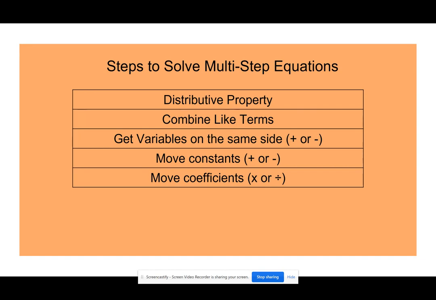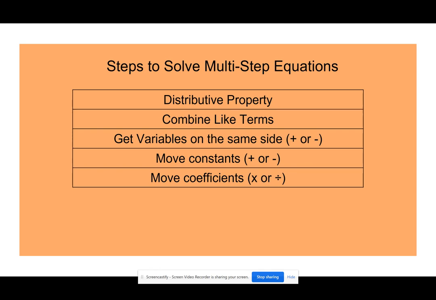Once you have your like terms combined, you want to get your variables on the same side of the equal sign. So whether it be x, z, whatever the variable is, we want to move them to the same side, and we do that by adding or subtracting. Okay, remember, in order to move across the equal sign, you have to do the inverse operation. So if it is a positive, you need to subtract. If it is a negative, you need to add.